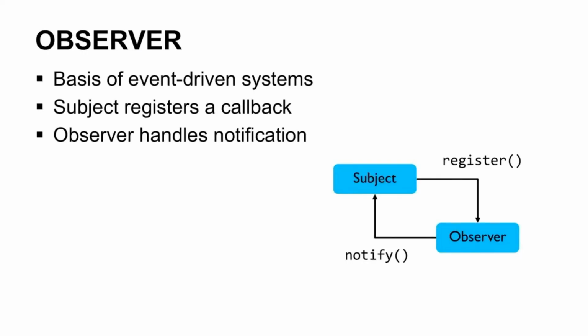Observer is one of the classic design patterns. It's used to implement event-driven systems. There are a number of modern C++ features that will help us to implement it. We typically have a subject that wishes to be notified when events happen, so it registers itself with an observer. When an event occurs, the observer notifies all subjects that have registered themselves. So let's see how we can implement this.